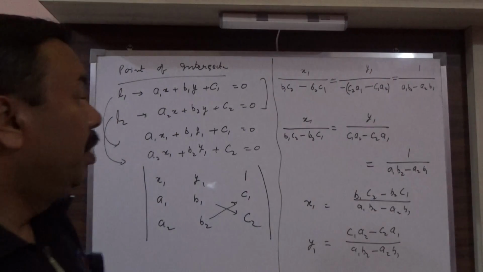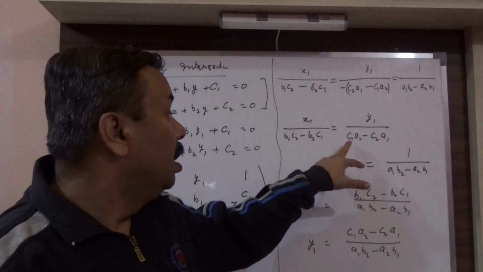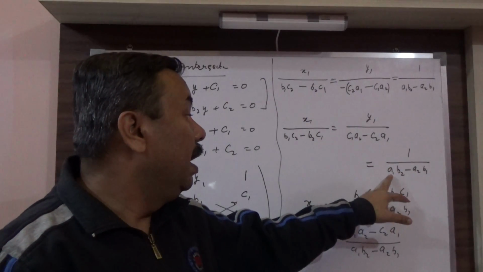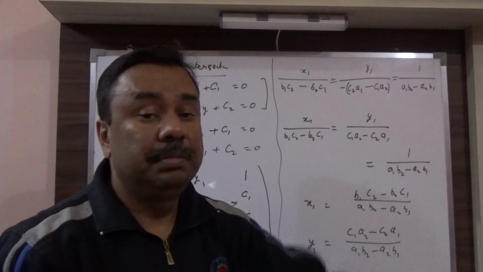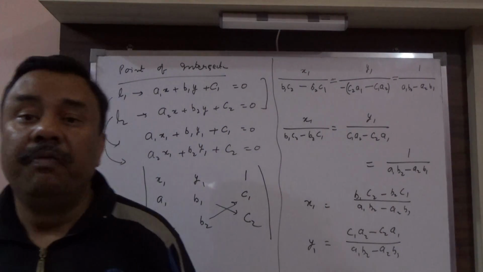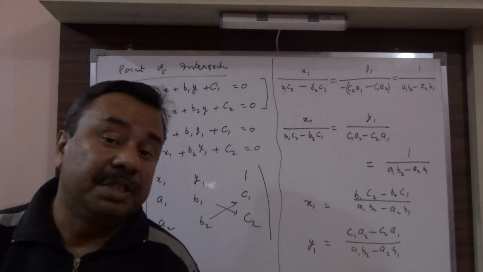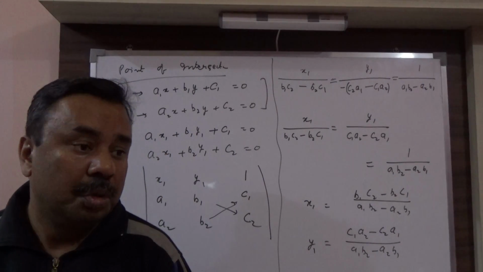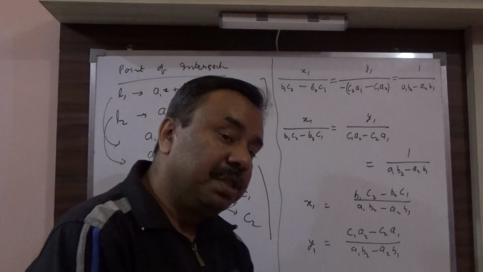Now see, what a system. B, C, C, A and A, B. 1, 2, 2, 1. So it is very easy to remember and very easy to understand. Okay, so this is your point of intersection of these two lines.